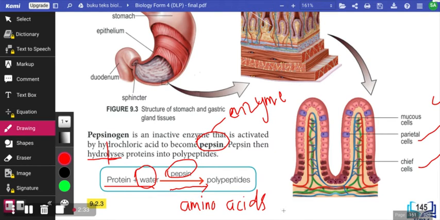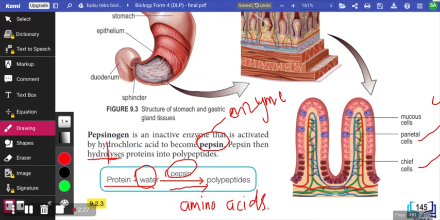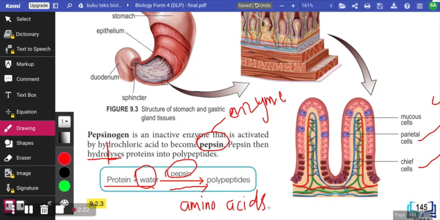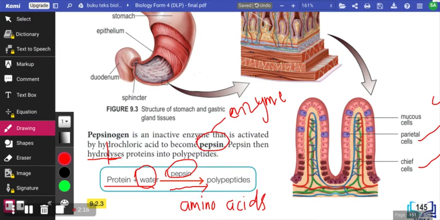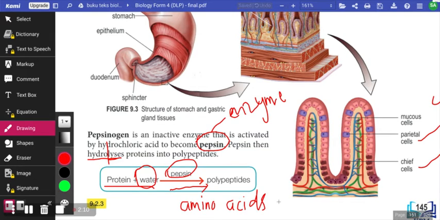Okay, that is why protein digestion happens two times. It happens in the stomach and then again in the small intestine. So you need to understand, in the stomach, the protein is digested just into a polypeptide, not yet the simplest form, with the presence of pepsin.